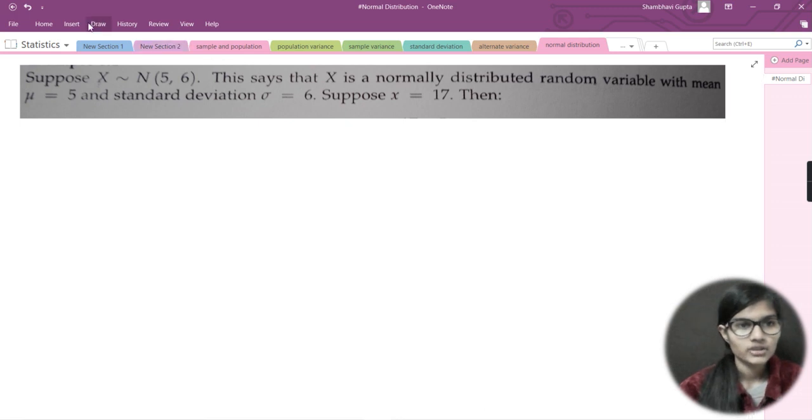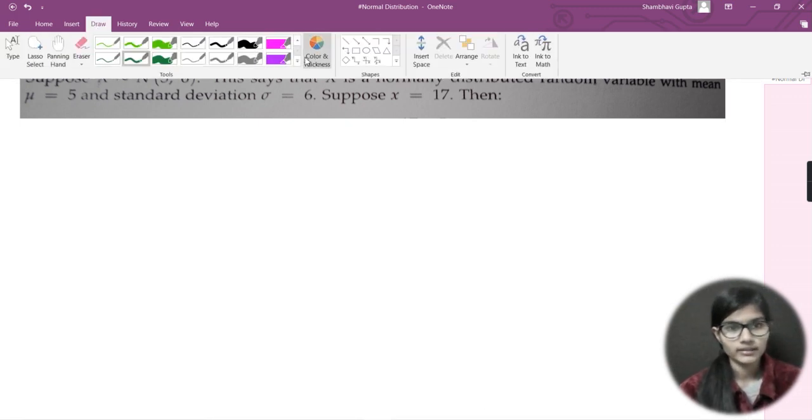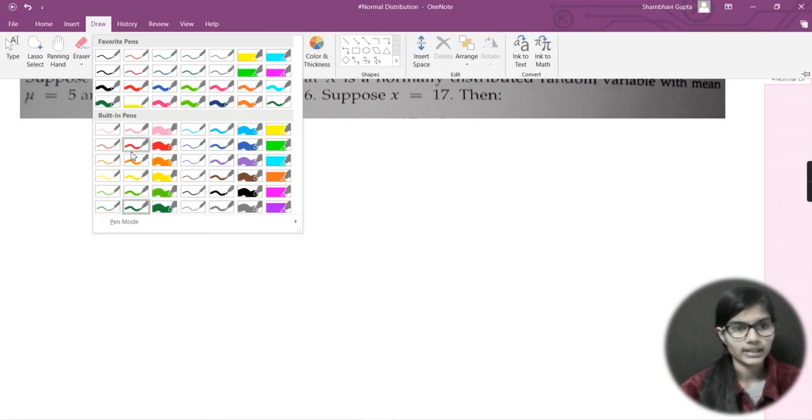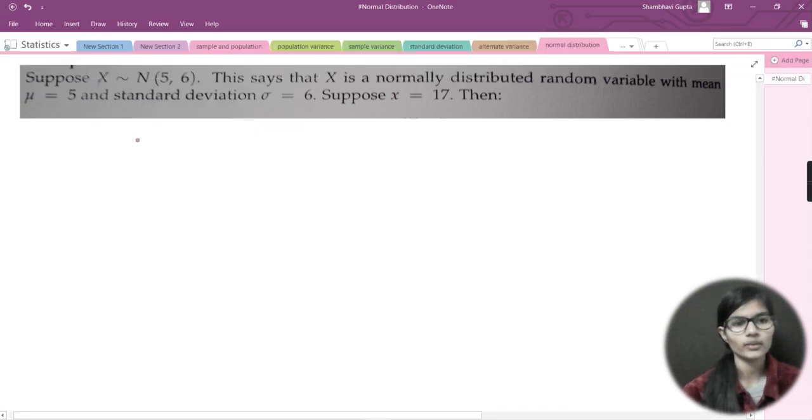So for that, let me choose a simple color. Let's say I want to take red. Why do I choose red? Because it's the best color, you can see it very easily, right? So that is why I always choose red.